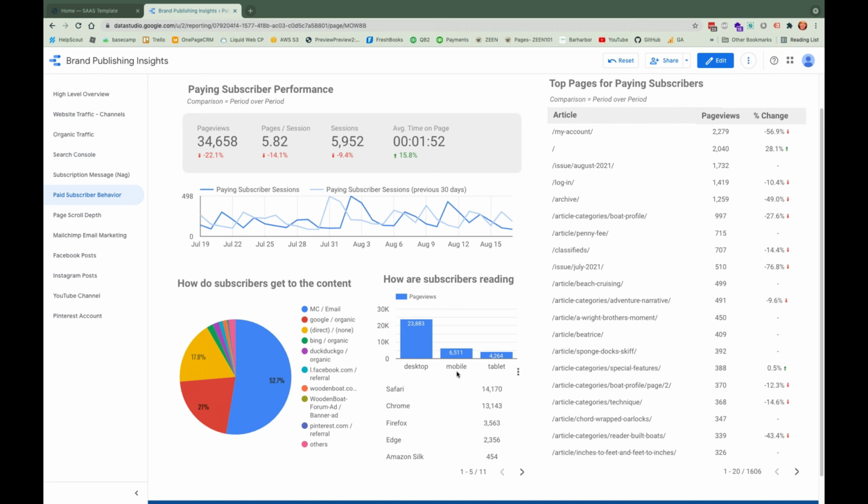Right. Yeah, and I think every publisher is going to be a little bit different as far as mobile. Most news sites have a very, very high mobile readership versus desktop. But this is, it's just a different audience.